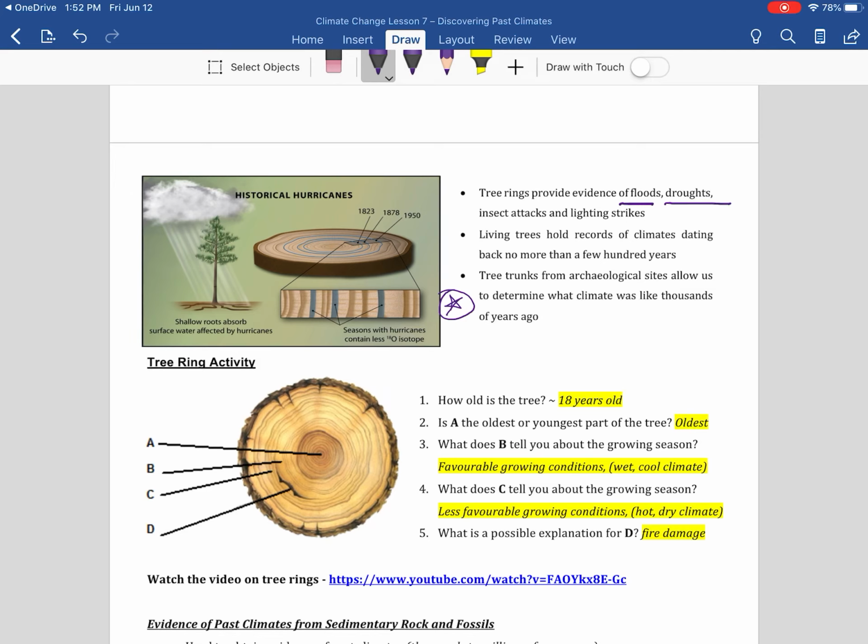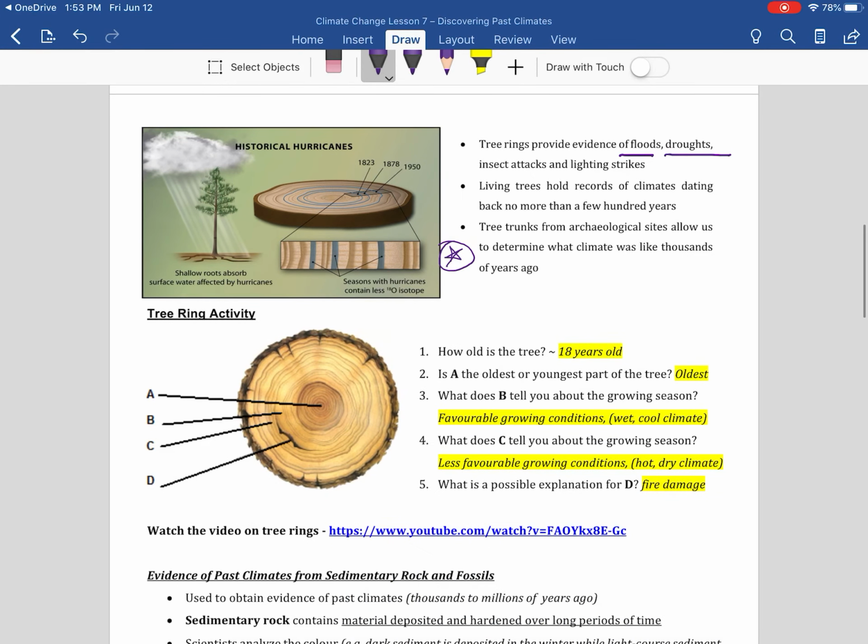Okay, so looking at how you would normally, because normally we would have a lab activity on this, this would be a tree ring activity. And so you would be asked, how old's the tree? And what you would have to do is you'd have to count every line. I'm not going to count every line, but in this case, it's 18 years old. You should have counted 18 lines.